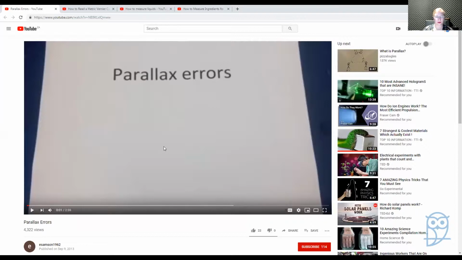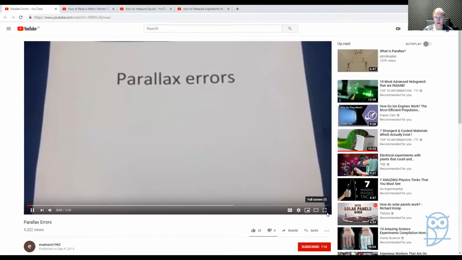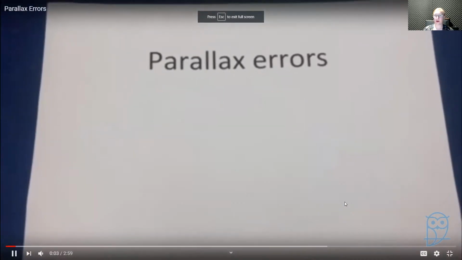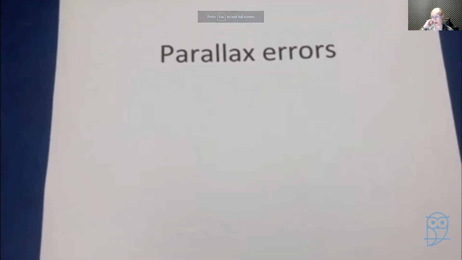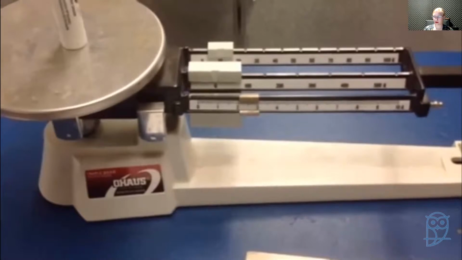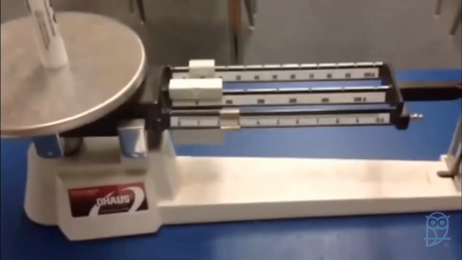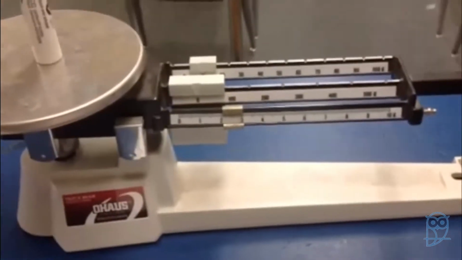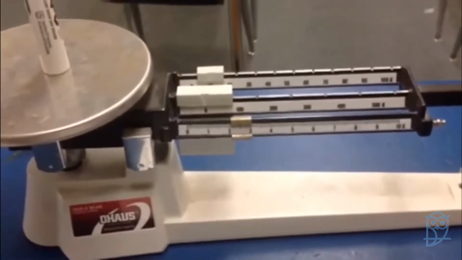Okay, let's talk about parallax errors. Parallax errors occur depending on how we look at a device. So when I look at this device here, let's just say I want to measure the mass of this object. I'm going to zoom in here and see what we get. But let's say I'm sitting at the lab bench and I don't really feel like being in the front, so I'm just kind of over here.